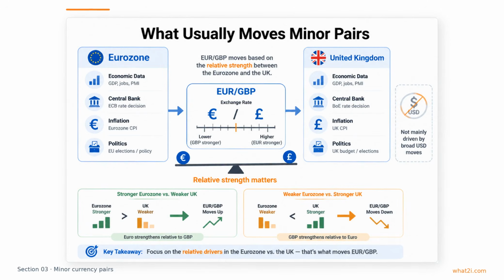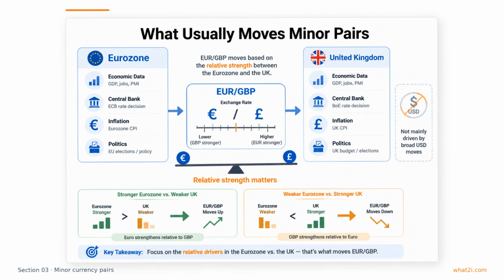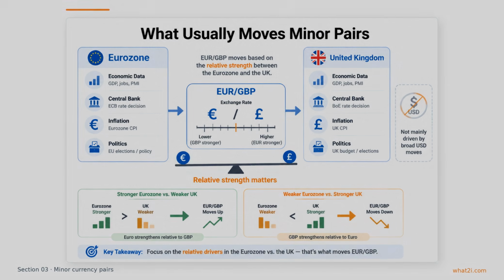Minor pairs are usually driven by the relative strength of two non-USD economies. In a pair like EUR/GBP, what matters is how the euro area is doing compared with the United Kingdom. That means economic data on both sides matters, along with central bank policy, inflation trends, and political developments. Because the US dollar is not part of the pair, broad dollar moves are less central to the story. Traders therefore need to compare two economies directly rather than treating one side as the default global benchmark. This makes minor pair analysis more balanced, but often a little more demanding.